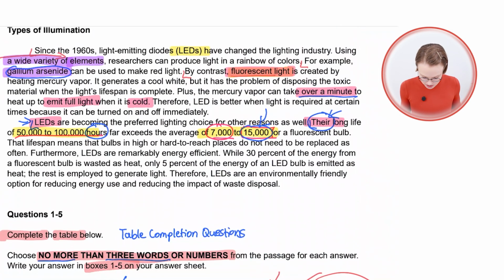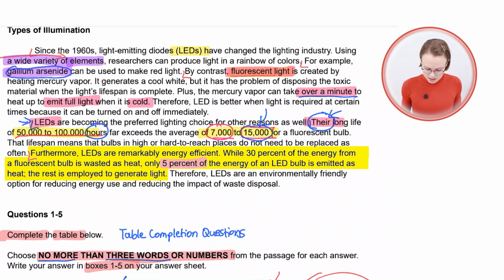Can we see percentages in the passage? I can see something here. I can see the number 5 and the word percent. So let's read this part of the passage. Let's read from here. Furthermore, LEDs are remarkably energy efficient. While 30% of the energy from a fluorescent bulb is wasted as heat, only 5% of the energy of an LED bulb is emitted as heat. The rest is employed to generate light.